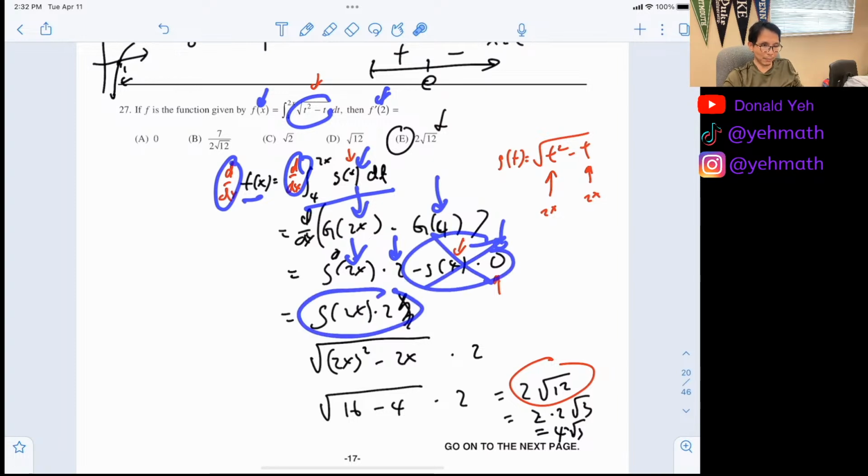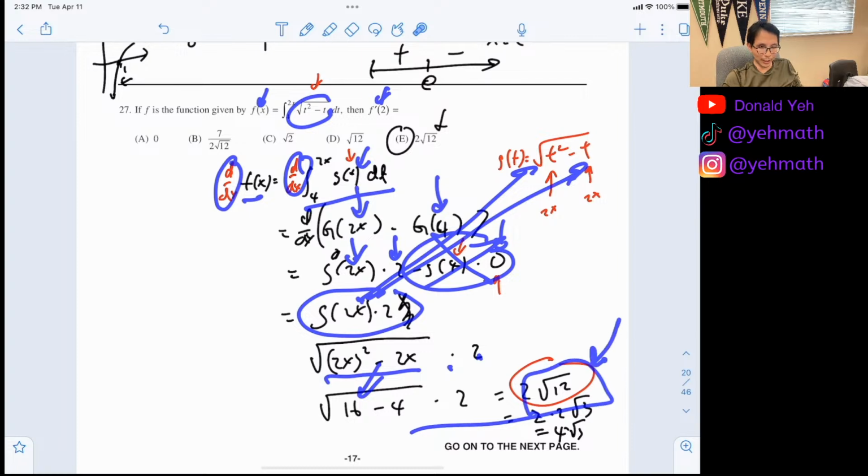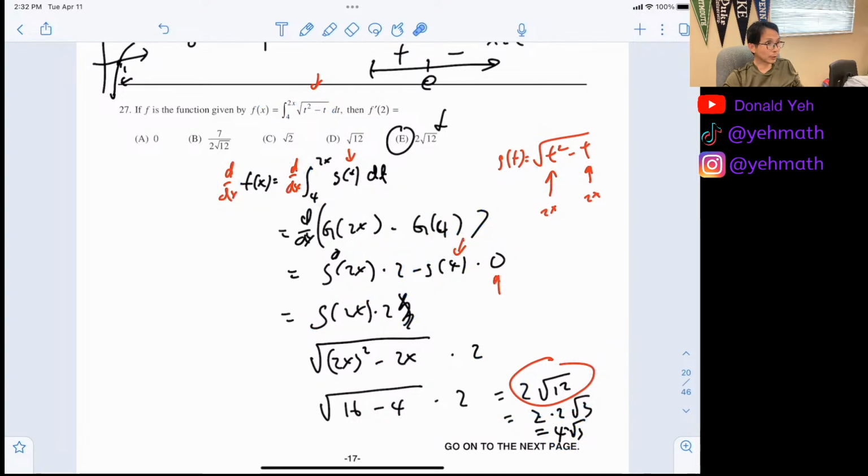So g of 2x times 2. G of 2x, we already say this is a thing. Just plug in here, plug in here. You got 2x squared minus 2x times 2. Plug in the 2. You got 2 square root 12. And I said this is kind of unprofessionally done because they didn't simplify the square root 12. I was kind of disappointed about College Board here. It should have been 4 square root 3. That's much better answers. Questions?